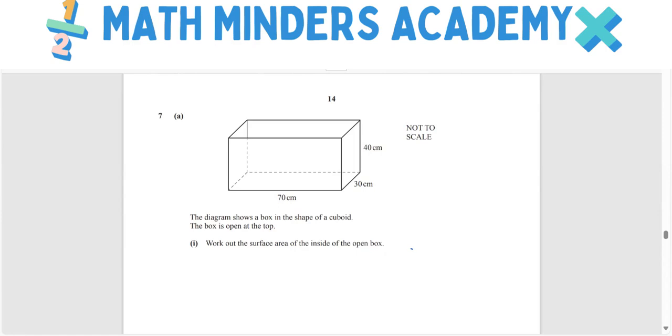Let's proceed to question number 7. Question 7: the diagram shows a bus in the shape of a cuboid. The bus is open at the top. Work out the surface area of the inside of the open bus.